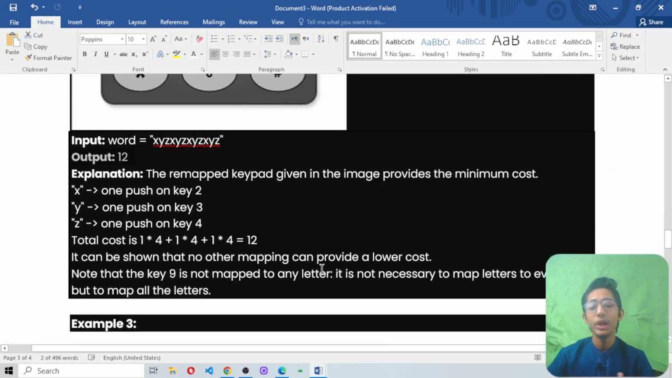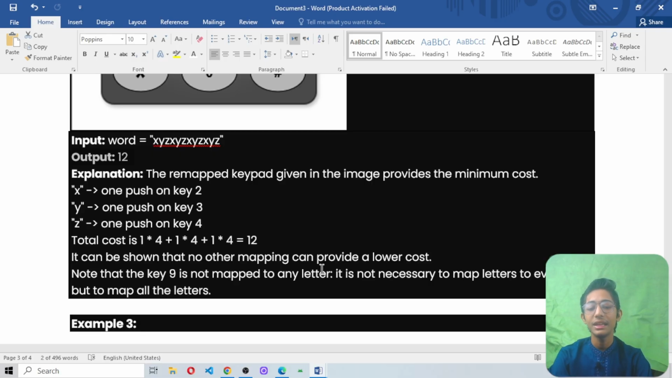Because the remapped keypad given in the image provides the minimum cost. So that means x: one push on key 2, y: one push on key 3, z: one push on key 4. So the total cost is 1 multiplied by 4 plus 1 multiplied by 4 plus 1 multiplied by 4, which equals 12. So it can be shown that no other mapping can provide a lower cost.